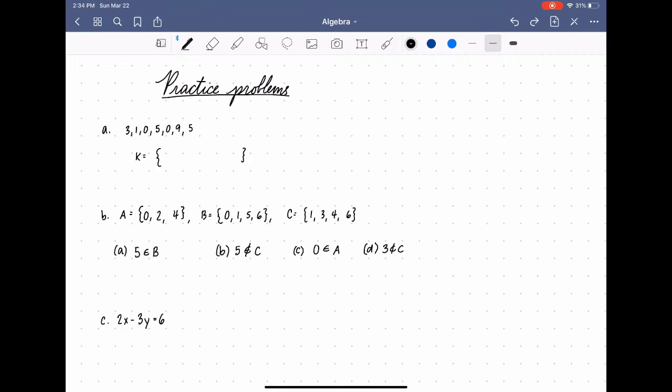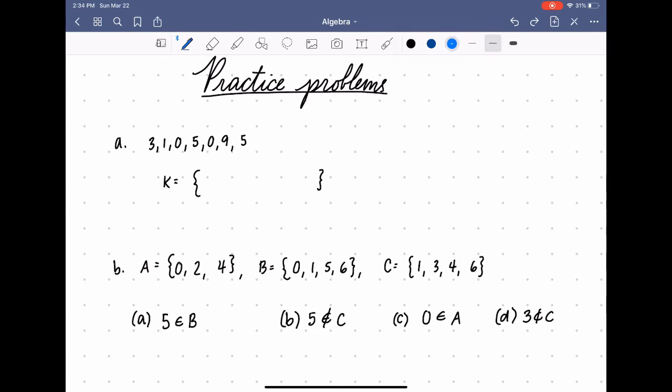So practice problem A. Represent the following numbers as being members of set K. These are our numbers right here. All we're going to do is place them inside the brackets and only list each number once. I'm going to put it in numerical order just because that's how I like it. So we have 0, 1, 3, 5, 9. Now, I don't need to write 2 5s and I don't need to write 2 zeros, even though they're there, it doesn't matter. This is our set K. That would be your final answer there.